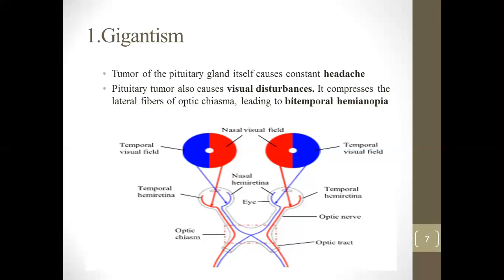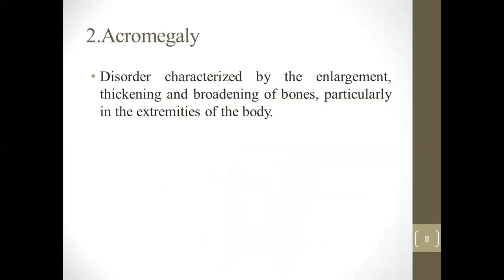So in gigantism, the visual disturbance may also occur due to the pituitary tumors. Second one is the acromegaly. Acromegaly is a disorder which is characterized by the enlargement, thickening, and the broadening of the bone, particularly in the extremities of the bone. So acromegaly is basically a disease which occurs after adulthood, due to hypersecretion of growth hormone. If in adulthood we have hypersecretion of the growth hormone, then the disease will be acromegaly, and acromegaly is basically enlargement or thickness of the bones.